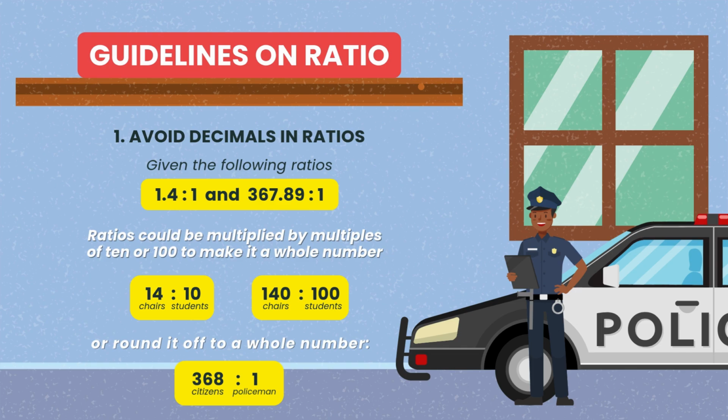With a 368:1, we say, for every 368 citizens, there is 1 policeman. And reflecting the decimal value of 0.89 may not matter as much, so it is okay to round it up. Though, you have to be very extra careful in choosing the best option to remove the decimals in your ratio.